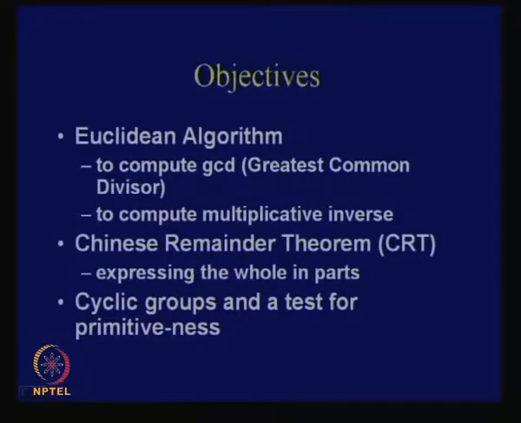So we have defined what a multiplicative inverse is. We will see how the Euclidean algorithm can be extended to compute the multiplicative inverse, and then we will discuss another very interesting algorithm, called the Chinese remainder theorem. The theme is to express the whole in parts. We will see what that is, and then also conclude with some important results on cyclic groups, and also discuss a test of primitiveness of an element.